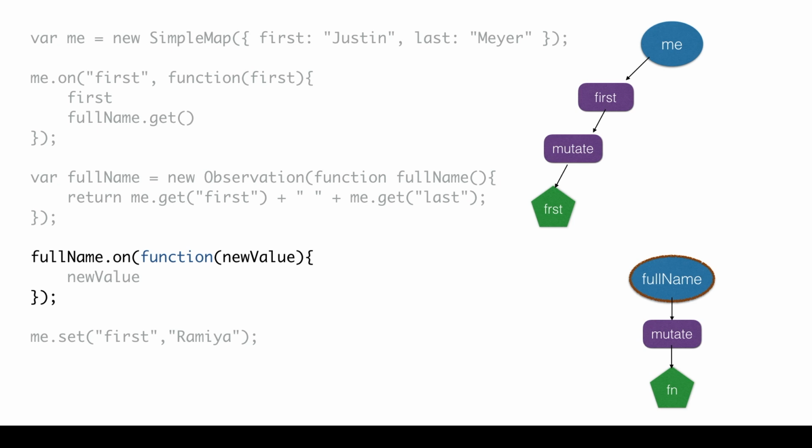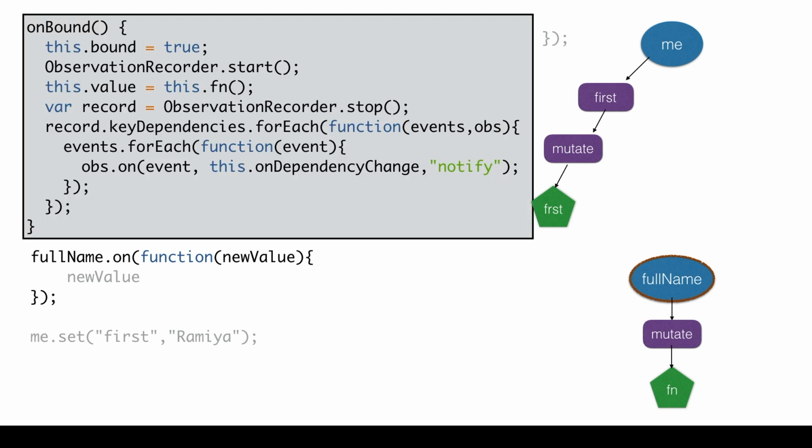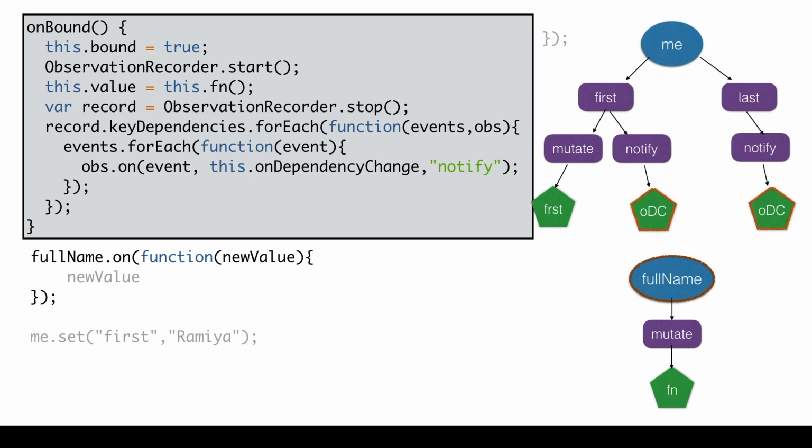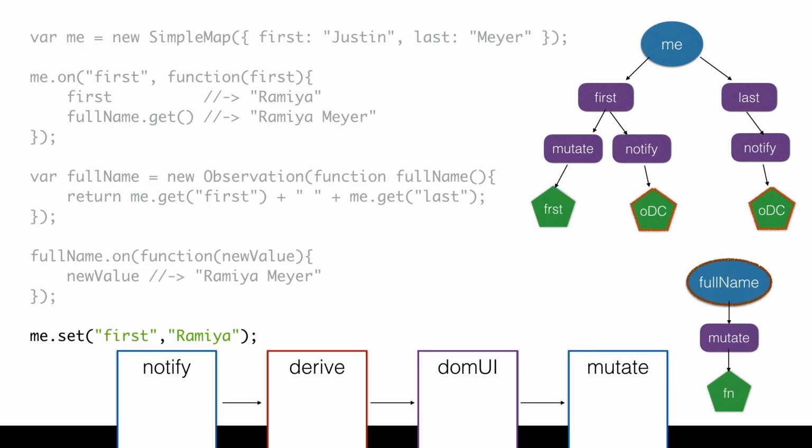As that is the first handler in the tree, observation's onBound is going to be called. This is going to run the evaluator function and see what observables were read. It's then going to bind on those observables. Notice we add onDependencyChange to first and last's notify branches. Now comes the time when things start to make use of queues. We've listed them at the bottom of the screen.